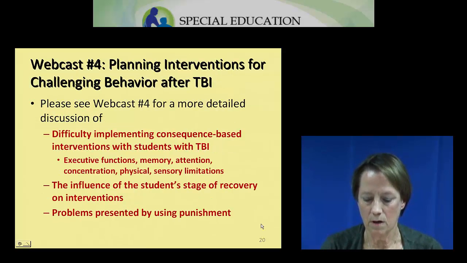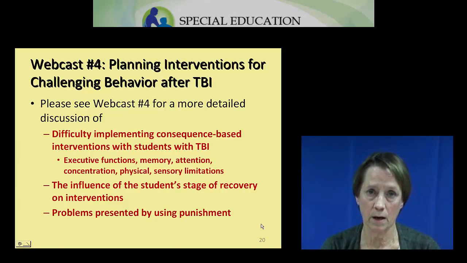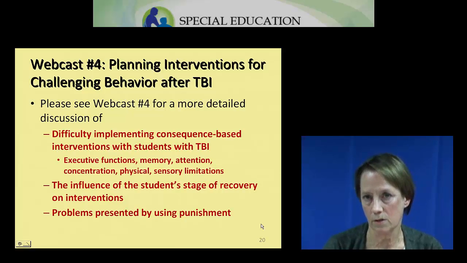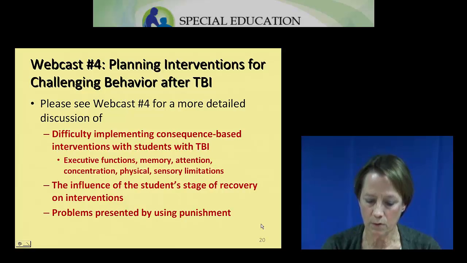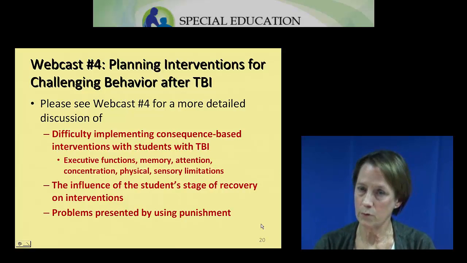Our focus today is on functional behavioral assessment. But in webcast number 4, we're going to go into more detail about the difficulty implementing consequence-based interventions with students after TBI. We're going to just talk a little bit about the memory functions, the executive functions, the sensory limitations that might influence whether we can use a consequence-based intervention. We're also going to talk more about the influence of the student's stage of recovery on interventions. And then we'll talk about the problems that we can encounter when we use punishment.